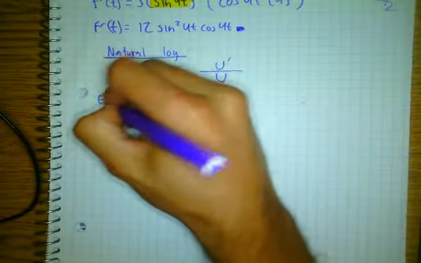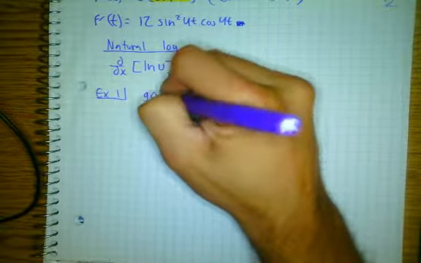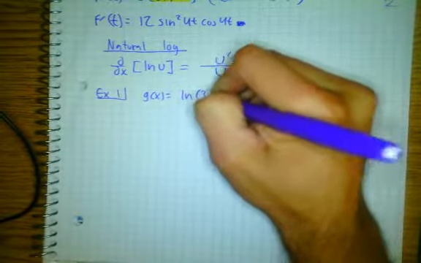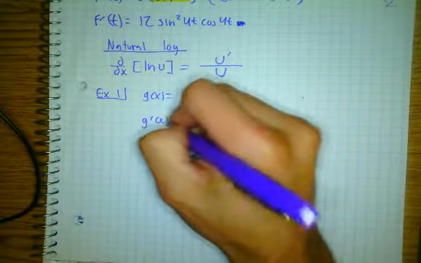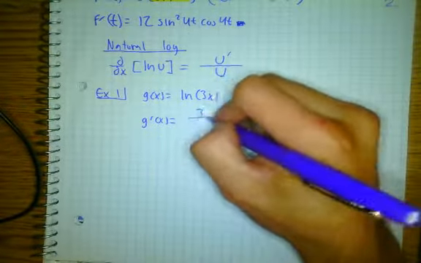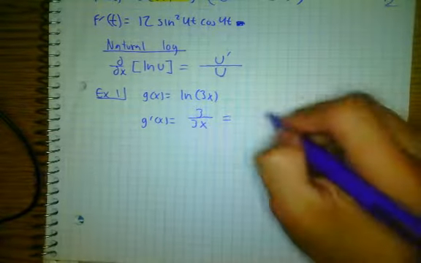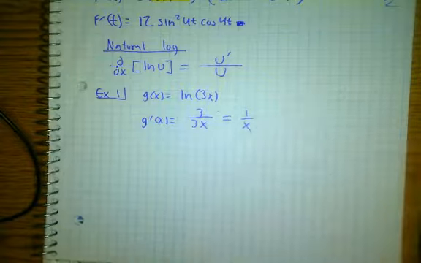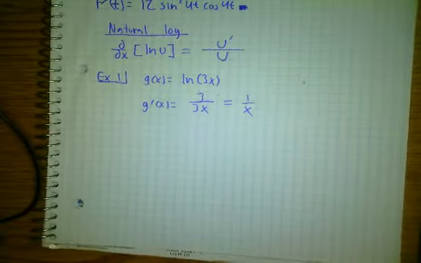So, example number whatever we're on. So number 1 for this one. g of x is equal to the natural log of 3x. Cool? Natural log of 3x. What is g prime of x? 3 over 3x, but that simplifies to be what? 1 over x. Right?